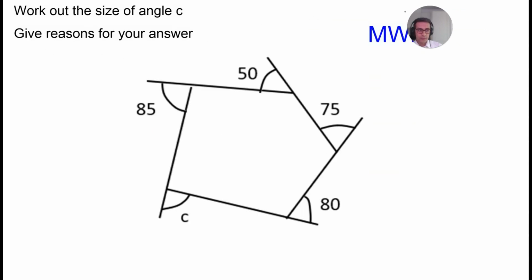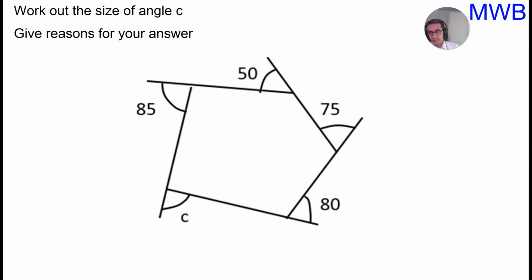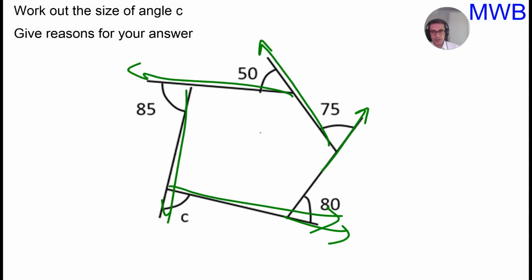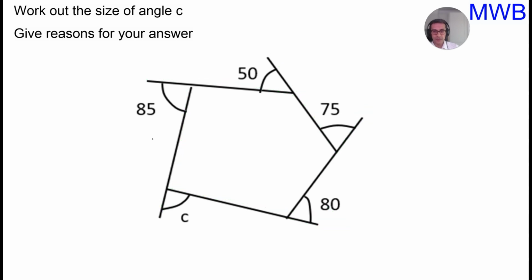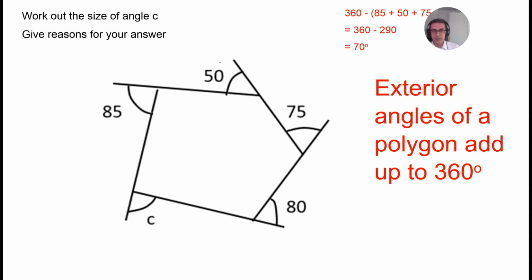Okay, next question. Pause the video and have a go. All right, here is your answer. Now we're looking at exterior angles here, and if you imagine walking around the shape, you go around it all the way until you end up facing in the same direction. So all of these angles have to add up to 360. So we can do 360, take away the angles given, which you can see here, and you end up with 70. The reason is exterior angles of any polygon will always add up to 360.